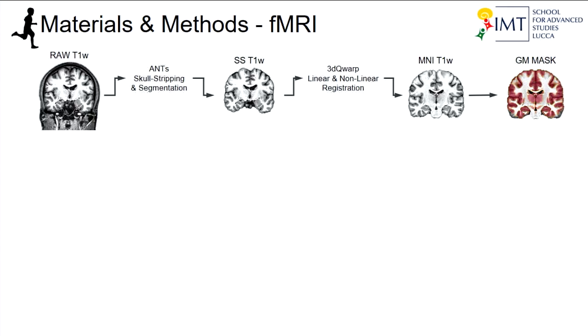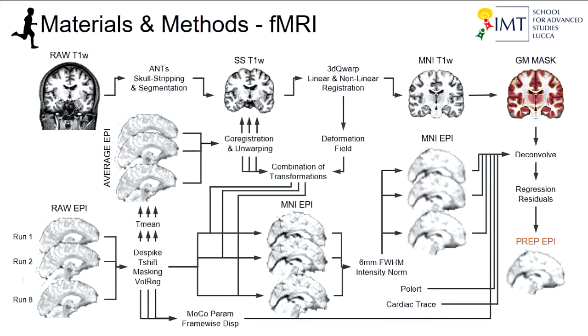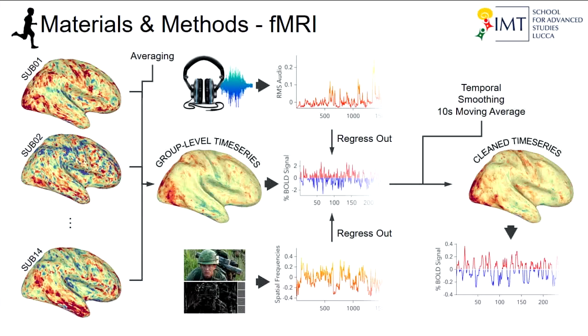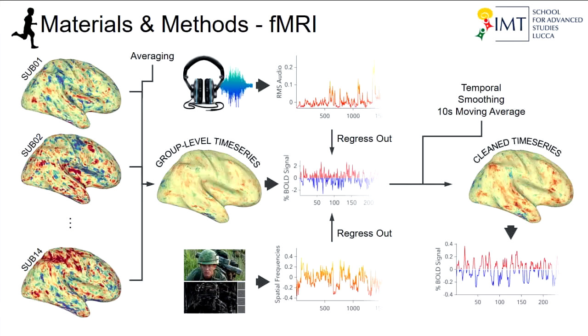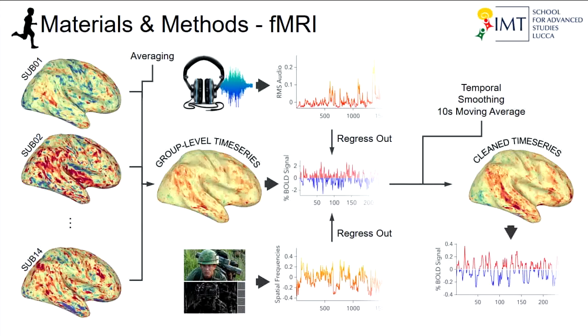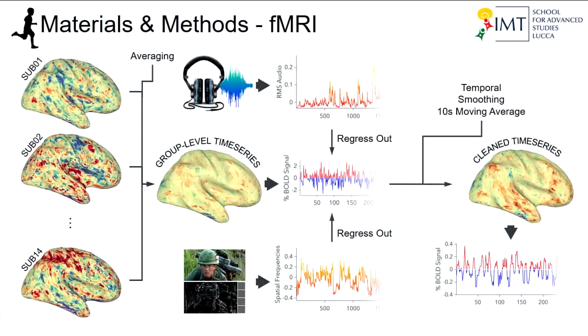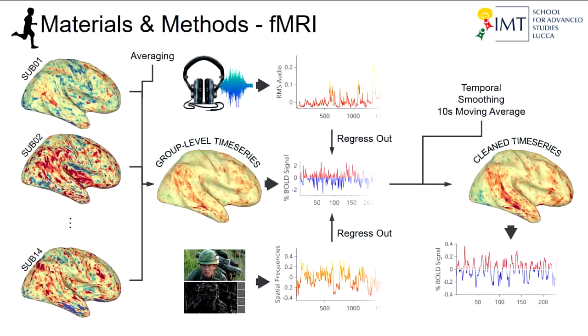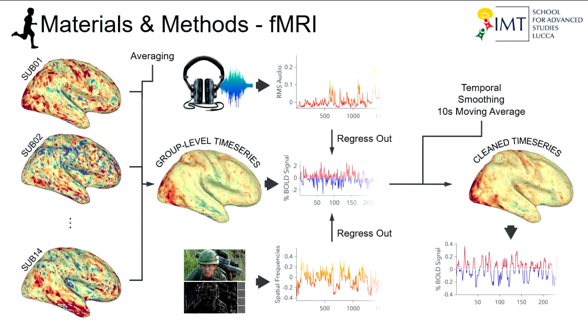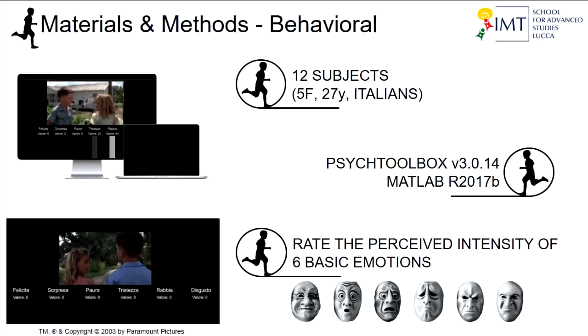So this is the single subject pre-processing pipeline. For the anatomical data, we used ANTs and AFNI, and for the functional data, we employed AFNI. And as you can see, we thoroughly pre-processed data, however, keeping the number of interpolation steps to a minimum. And so at the end of the pre-processing, we obtained for each subject a pre-processed EPI, that then we averaged together, obtaining a group-level time series, and from this time series, we regressed out the time series of the low-level acoustic and visual properties of the movie. And after that, we temporally smoothed using a 10 seconds window, obtaining a group-level time series that constituted the dependent variable in our analysis.